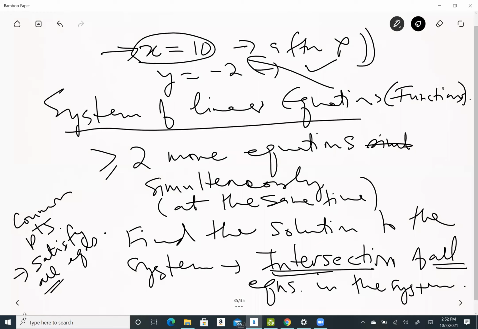So graphically, we look like this. Intersection of all the equations in the system. You can call it also the common points. That means the points that satisfy all equations in the system at the same time. So I put here at the same time. Simultaneously is difficult to pronounce. At the same time. Okay. So that is the solution.